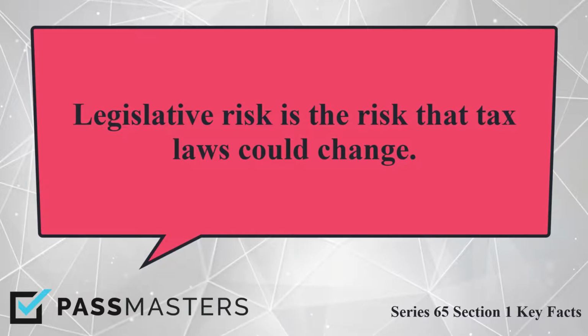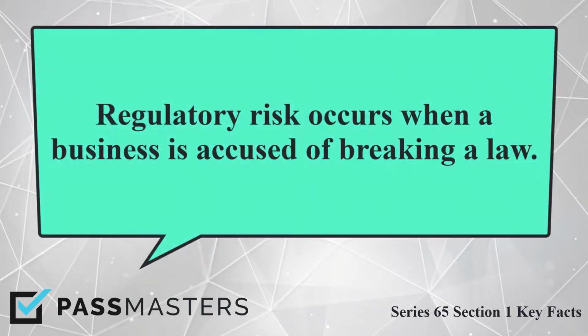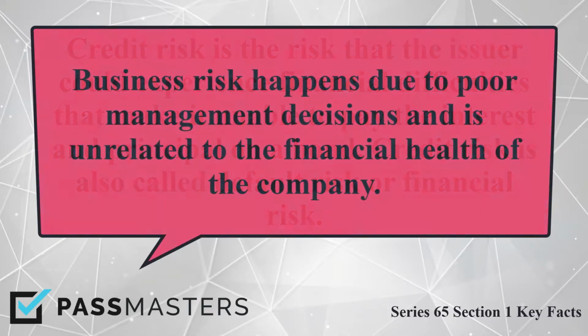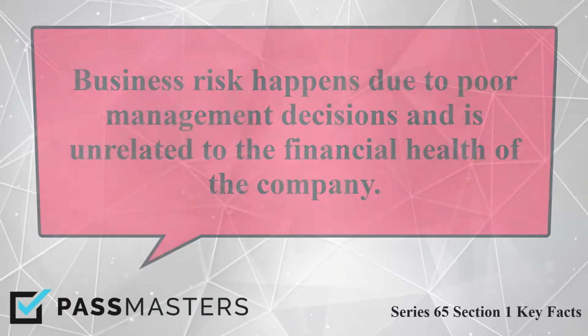Legislative risk is the risk that tax laws could change. Regulatory risk occurs when a business is accused of breaking a law. Credit risk is the risk that the issuer could experience financial difficulties that make it unable to pay the interest and principal on a bond. Credit risk is also called default risk or financial risk. Business risk happens due to poor management decisions and is unrelated to the financial health of the company.